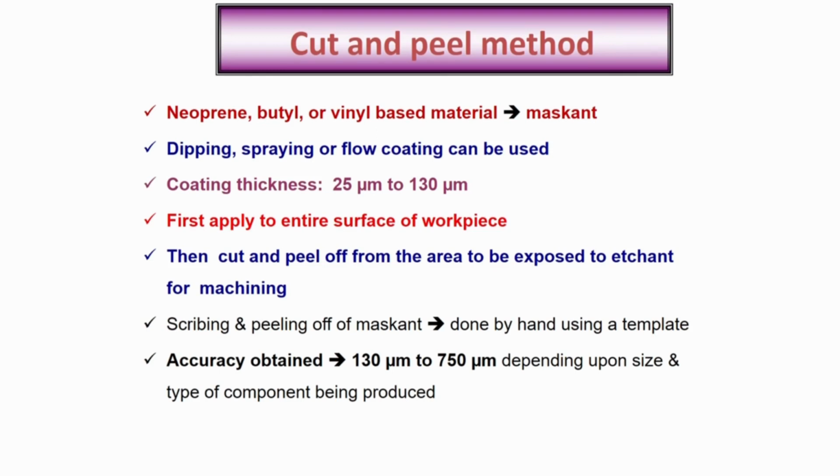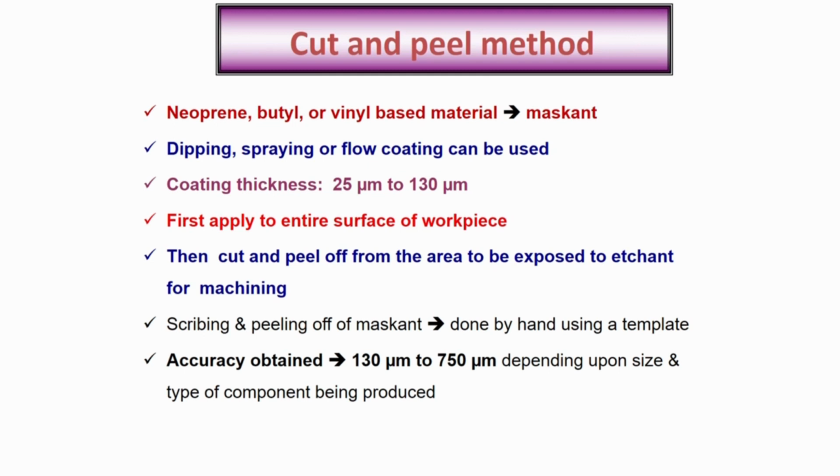Dipping, spraying or flow coating can be used. So you may dip the workpiece inside these kinds of materials, or these chemicals, these maskant materials, may be sprayed or flow coated on the workpiece surface. So this coating thickness is 25 micron to 130 micron.